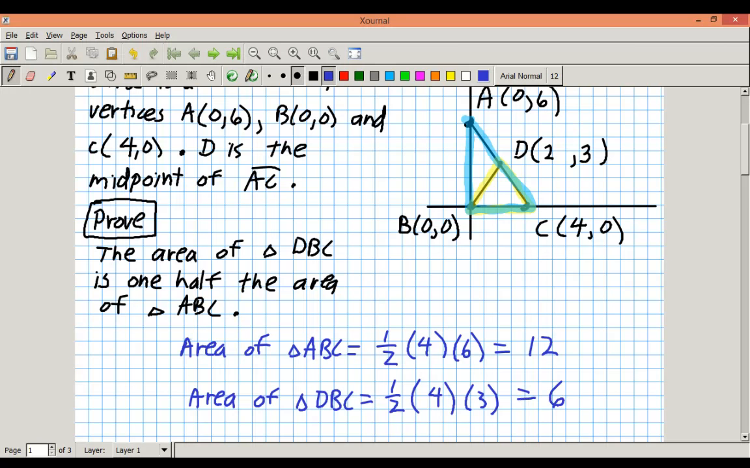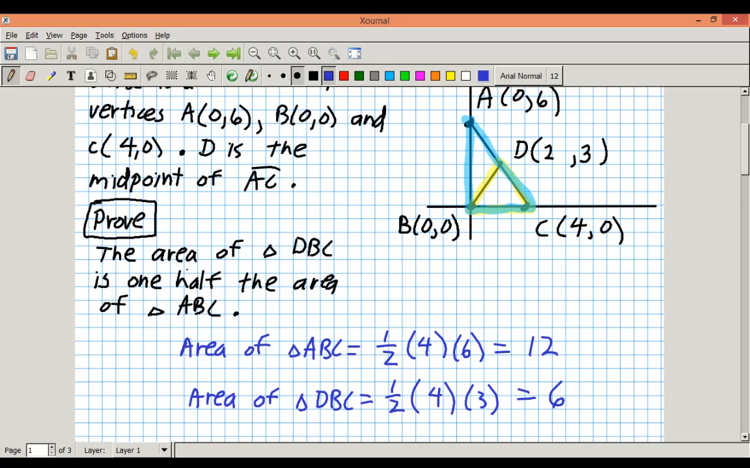You just proved that the area of that smaller triangle, DBC, is 1/2 of the area of the larger triangle, ABC, because 6 is half of 12. That's your proof. Okay, well, if you followed that, you should be able to easily follow our next and last proof here.